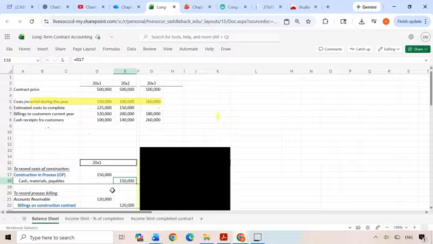If we pay cash for that, we would credit cash. If we're getting billed for that, we're going to credit accounts payable. So that's why this says cash, materials, payables. It's just which method the company used to actually pay for those costs.